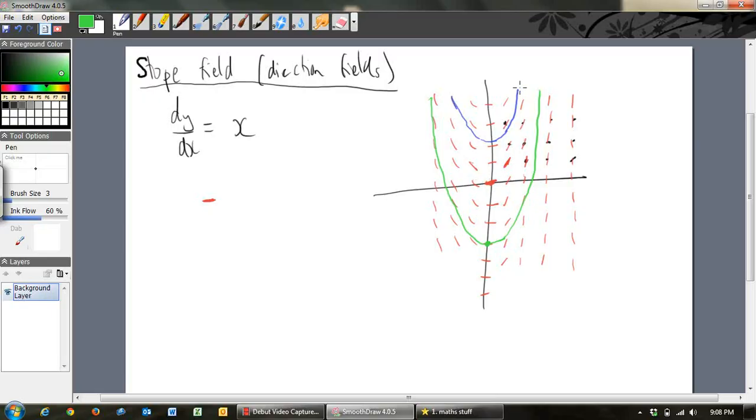And so what we need to do to find a particular solution is to have a given point on here where we will get one solution. So that's what I did when I chose that point there, that was a given point.